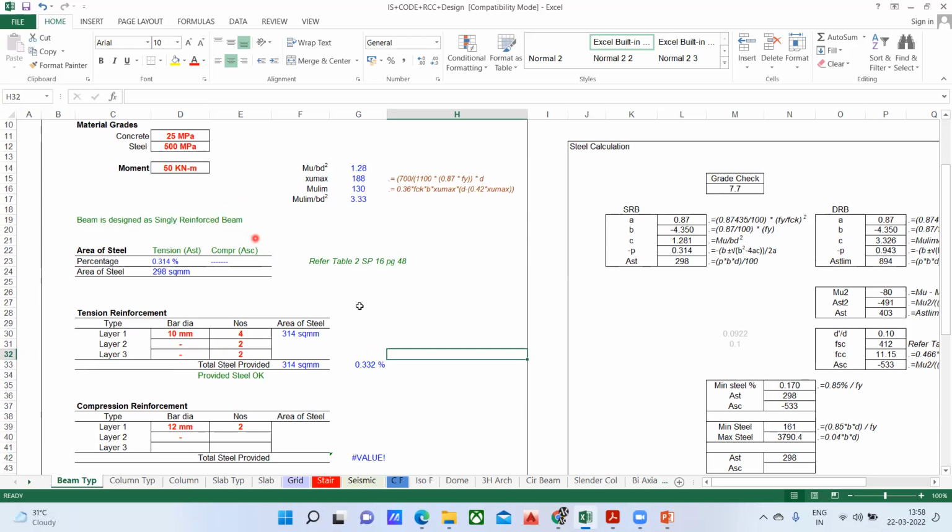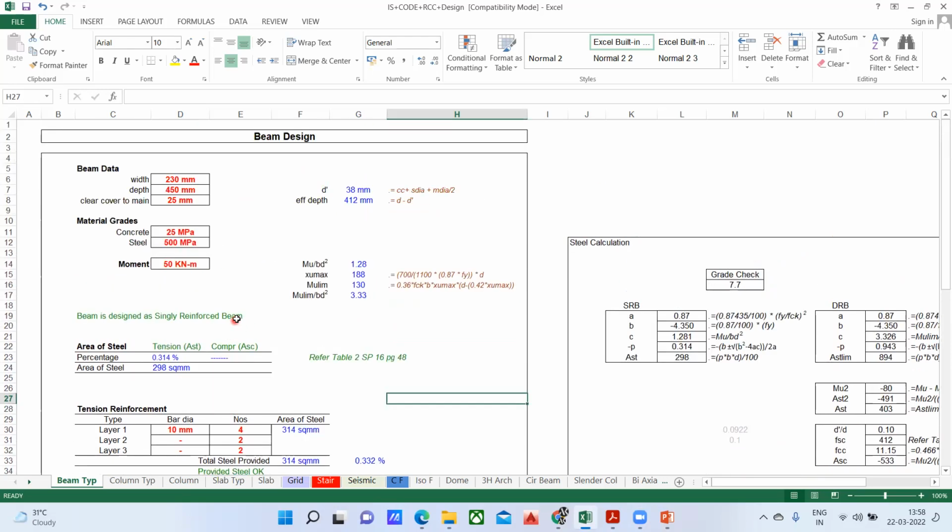You're getting my point? Now I'll try to see how many diameters of the bar you have to use. It is up to you. If you are a structural engineer, based on that, you have to decide which one you have to take. Okay. Now we'll try to do some other things in this.